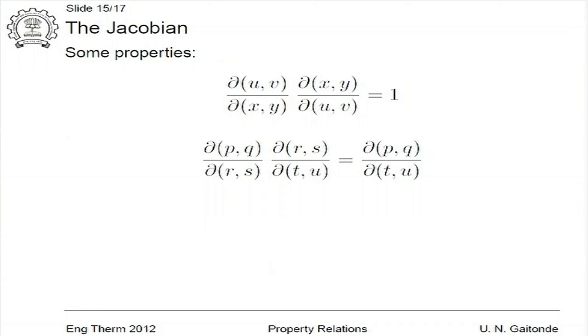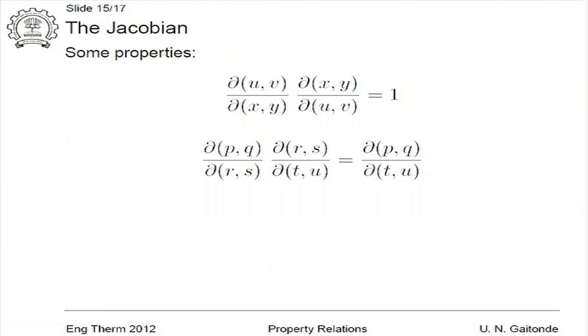The product rule of ordinary derivatives is also applicable. You have the derivative of A with respect to B multiplied by the derivative of B with respect to C is the derivative of A with respect to C. So the Jacobian of PQ with respect to RS multiplied by the Jacobian of RS with respect to TU should be, just cancel the partial of RS and partial of RS, and you get the Jacobian of PQ with respect to TU.